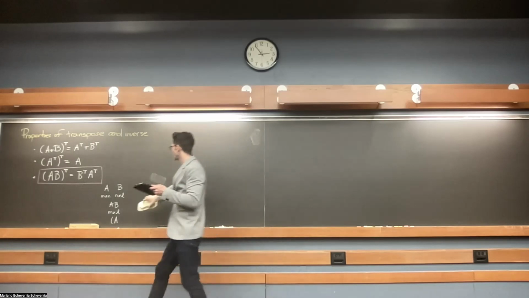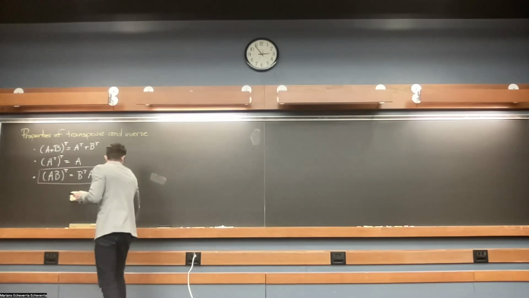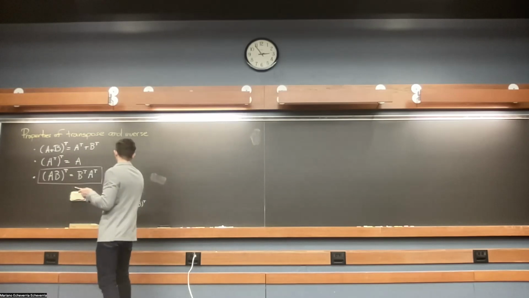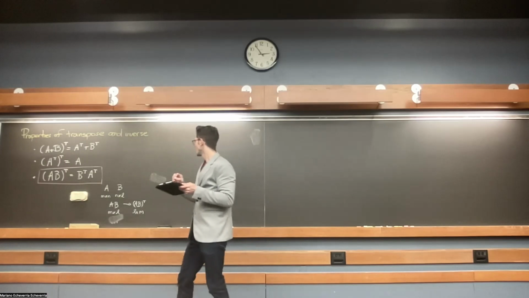AB transpose, remember, it flips the size of the matrix, so it would be L by N. Okay, so that's what you would end up with.